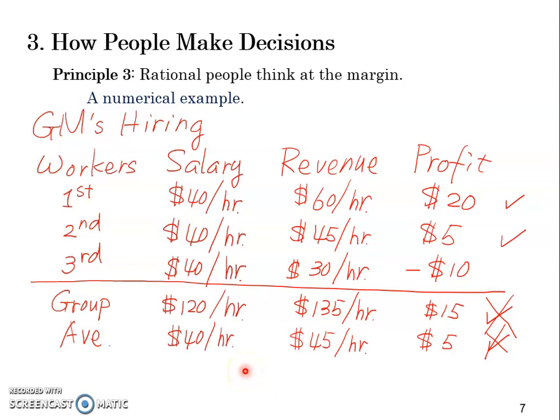In the previous video, we used a numerical example to demonstrate the marginal analysis, specifically for GM's hiring decision: how they should decide how many workers to hire to maximize their profit. In the book, I believe on pages 6 and 7, Greg Mankiw, the book author, gives us another interesting example about marginal analysis.